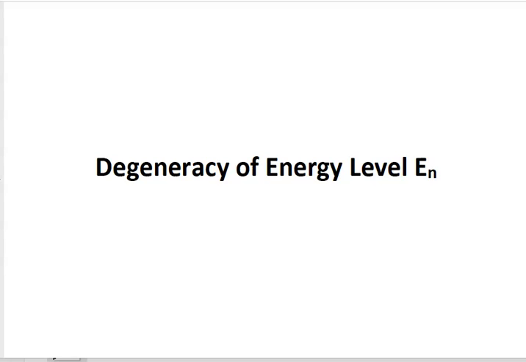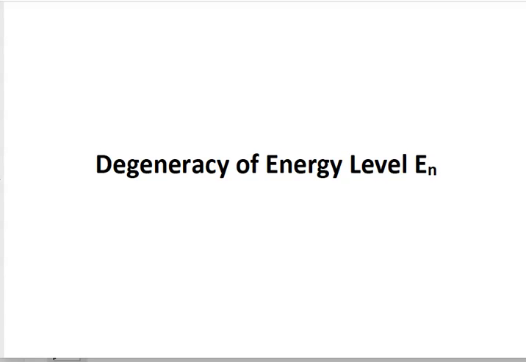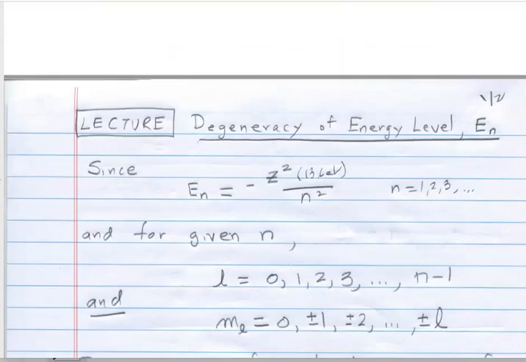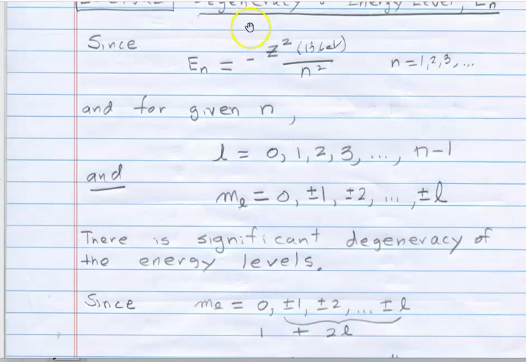As we've seen, the energy levels in these hydrogen-like atoms and ions are highly degenerate, and so we need to count the degeneracy of a given energy level E sub n. Again, we're looking at the energy levels, but for a given value of n, I have all of these L states that are different sets of quantum numbers and all of these m sub L states. So there's really a significant amount of degeneracy of the respective energy levels. So let's see if we can count them and see exactly how many there are.